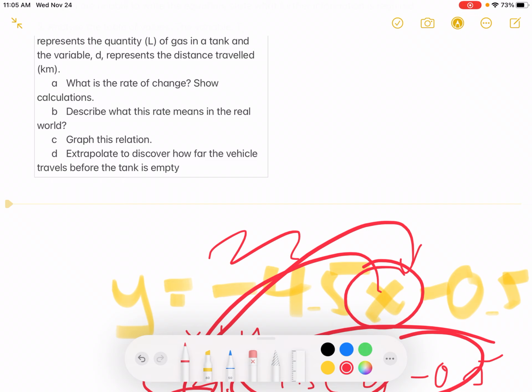You'll just draw a little sketch for that, and then the question asks you to figure out how long it will take to get all the way to empty. Empty would be when the t value is 0. See if you can figure out how many kilometers you have to drive to get all the way down to 0. So those are the 3 different questions.